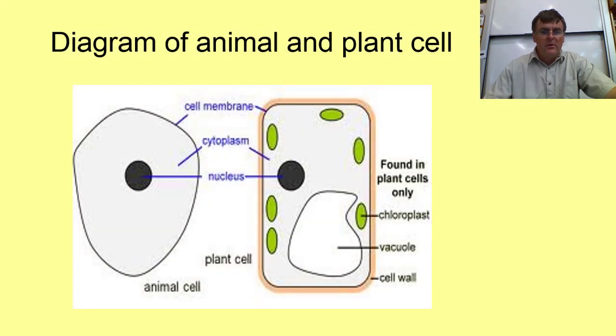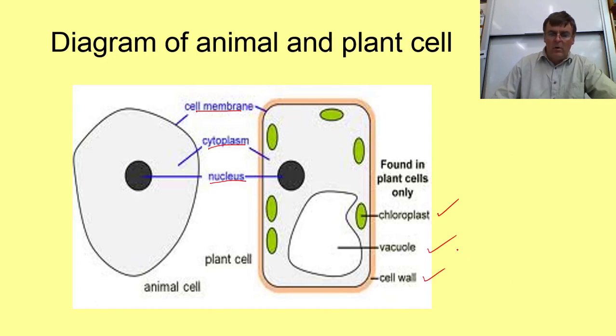So in simple diagrams, you can see they've all got cell membranes. They've all got cytoplasm, they've all got a nucleus, but only the plant cell has a chloroplast, vacuole, and a cell wall. So if you're looking at one of those last three things, you've got a plant cell.